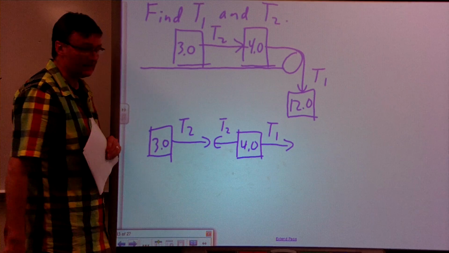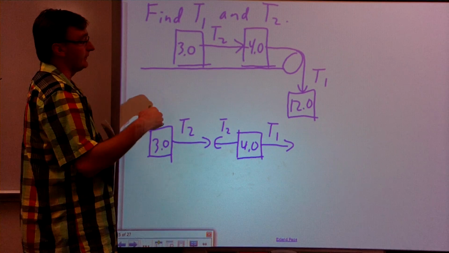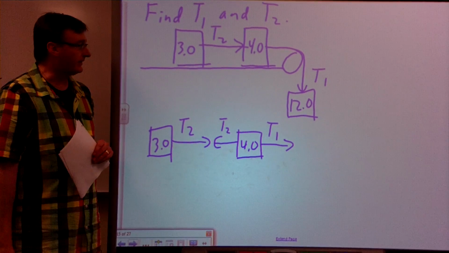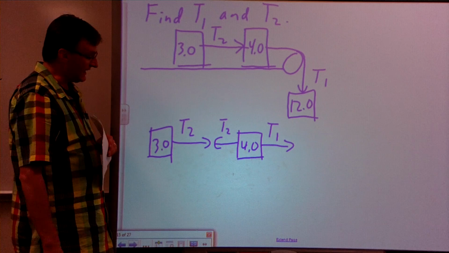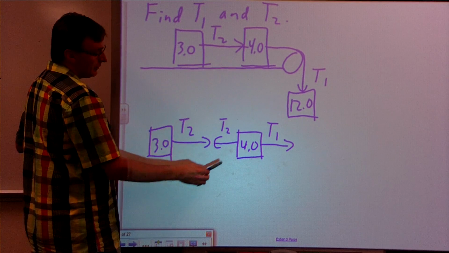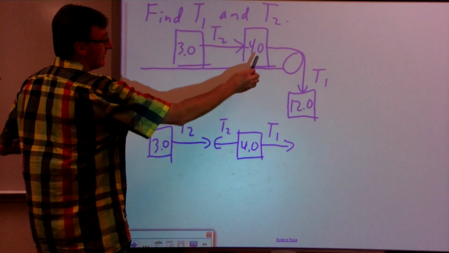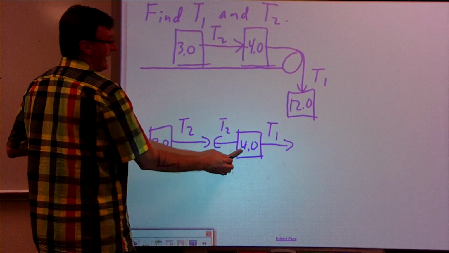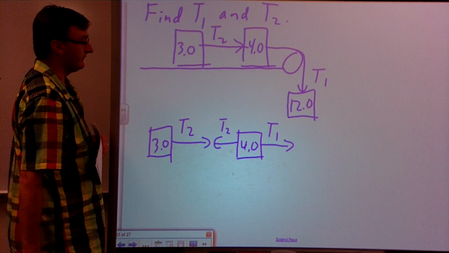And that is key to solving these kinds of problems: recognizing that it goes back to one of Newton's laws, that for every action there's an equal and opposite reaction. So that means that if we have a T2 in this direction, we also have to have a T2 in that direction, like so. And then we also have a T1 on this mass over here. We don't know what those are yet, but that's what we're going to find out.